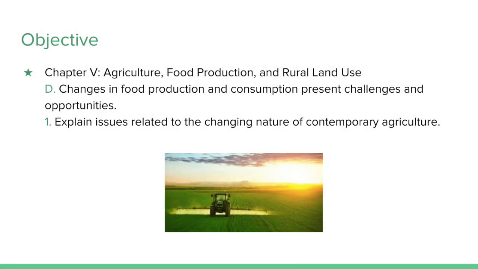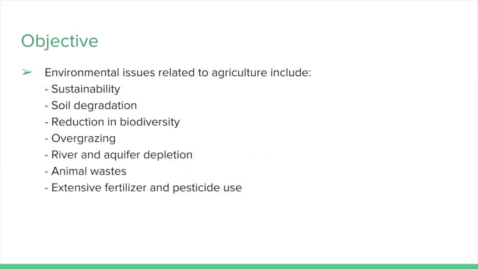In this video, I will be focusing on this objective from Chapter 5, Agriculture, Food Production, and Rural Land Use. Specifically, I will be touching on the following environmental issues related to agriculture.